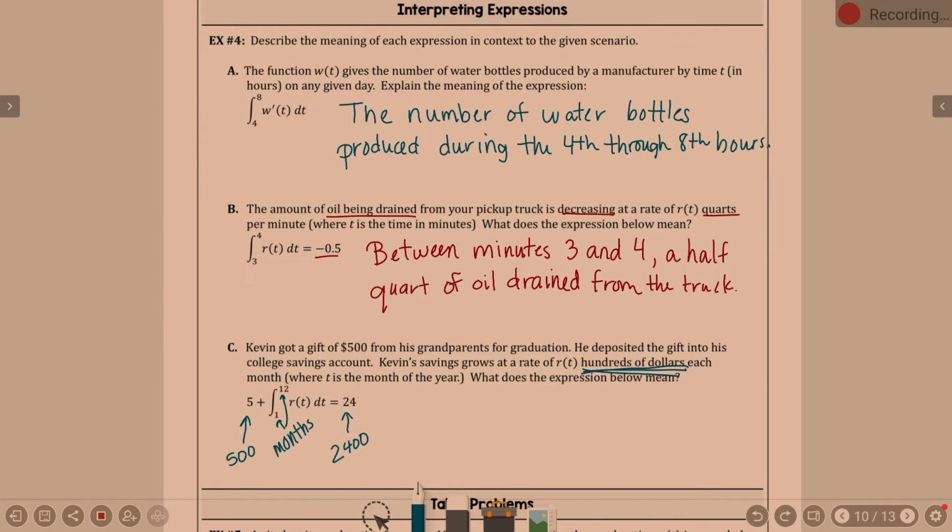So, ultimately, what do we know about Kevin? He's got a good grandparent. Not the description I'm going with. Not the description that's going to earn you points for AP Calc. They might laugh at it.